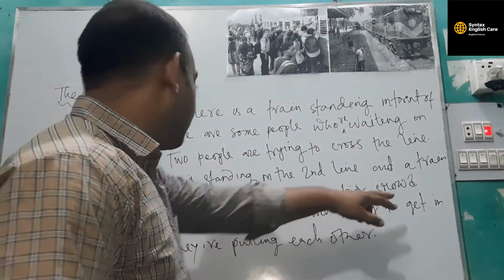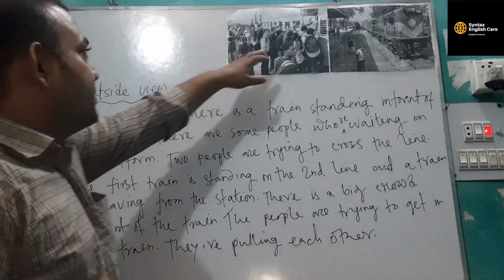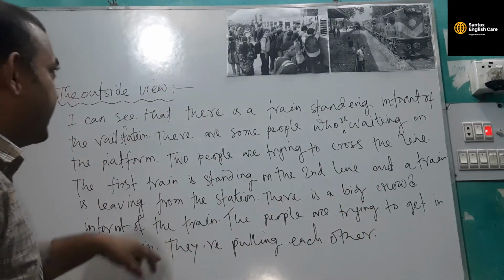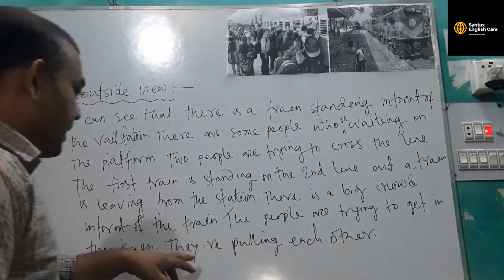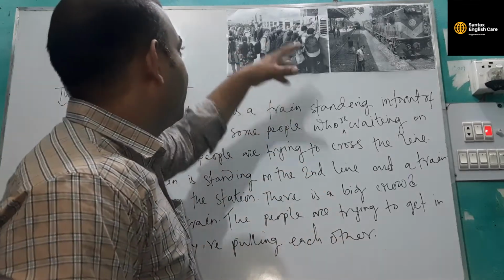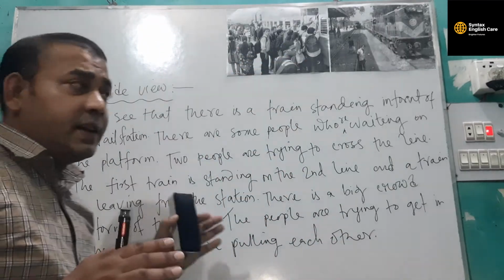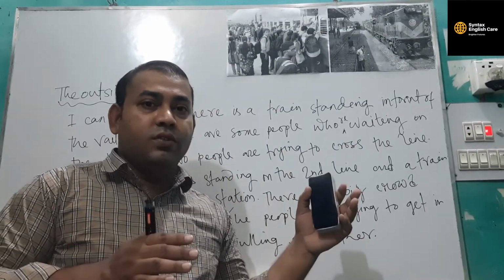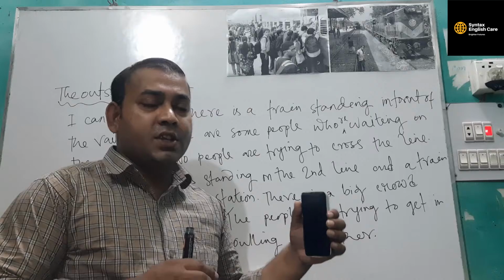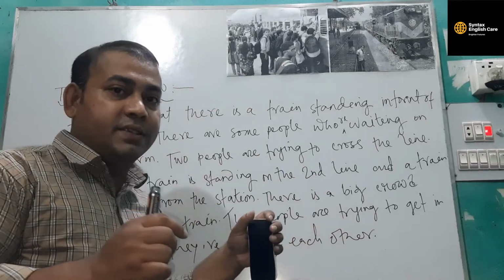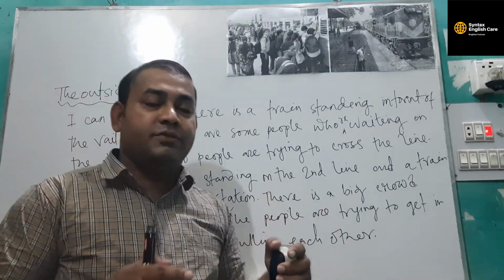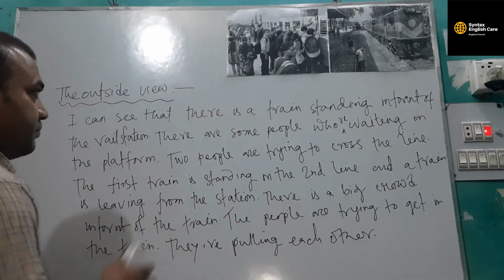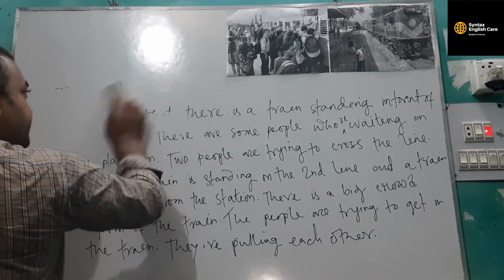And there is a big crowd in front of the train. The people are trying to get in the train, and they are pulling each other. Okay, this is the first overview, the outside view of these photographs. So at first, you have to write this, and later on, you have to write the inside view.